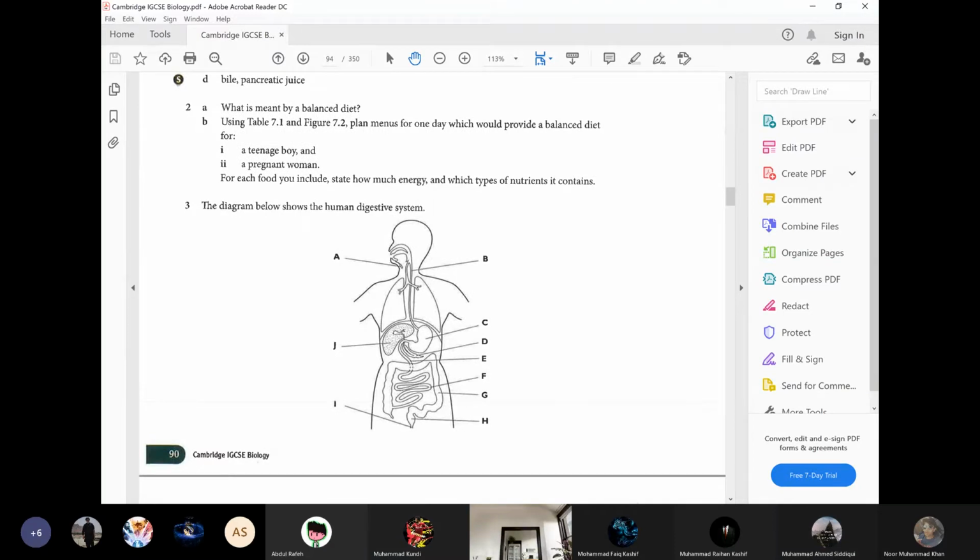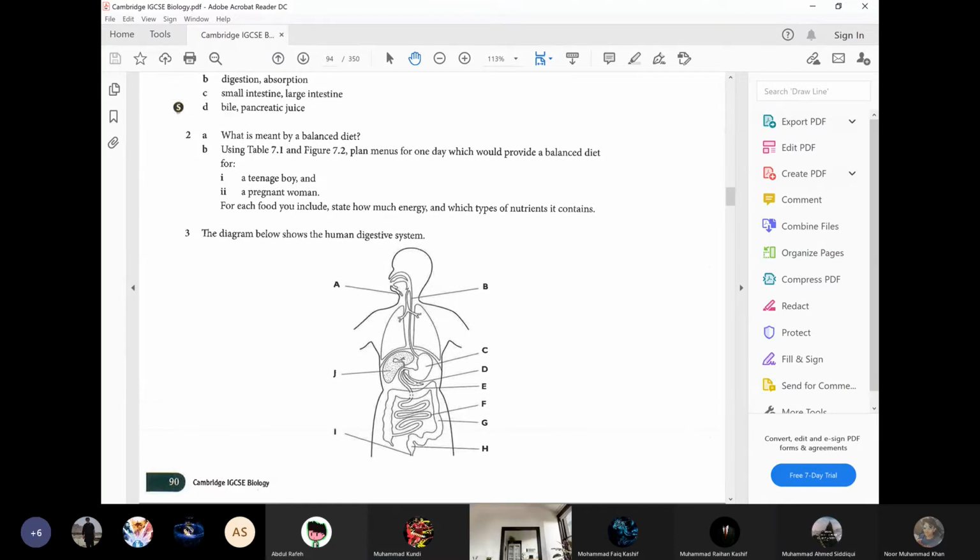Now, boys, next question. What is meant by a balanced diet? If you remember, I taught you that there are 7 nutrients which we require in our diet: carbohydrates, proteins, lipids, minerals, vitamins, fiber, and water. So you will tell that a balanced diet is the diet which contains all 7 nutrients in required quantity. You can write down the names of all these 7 nutrients as well.